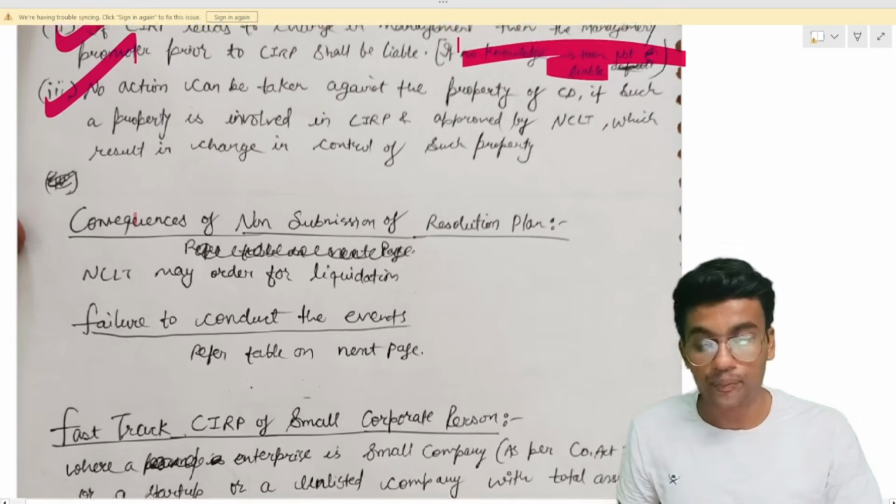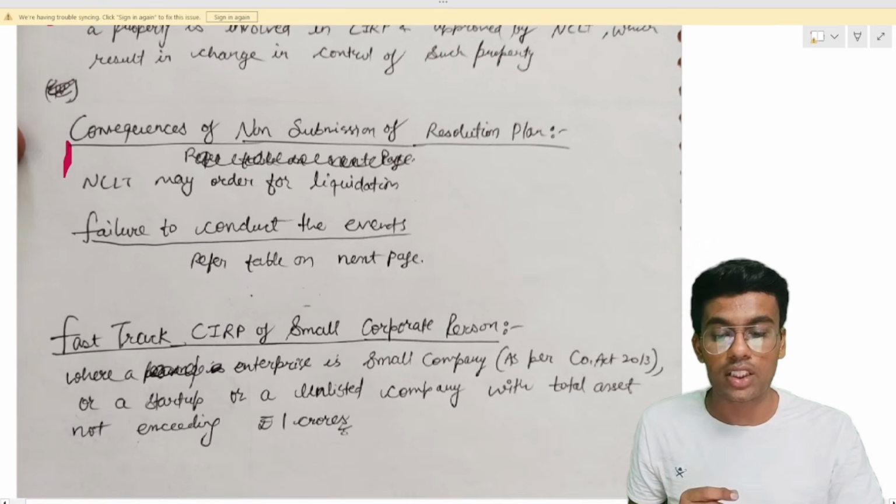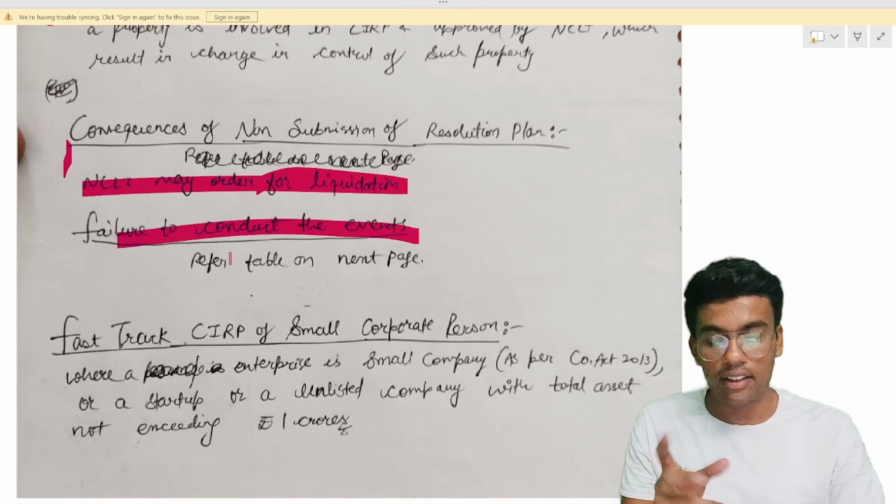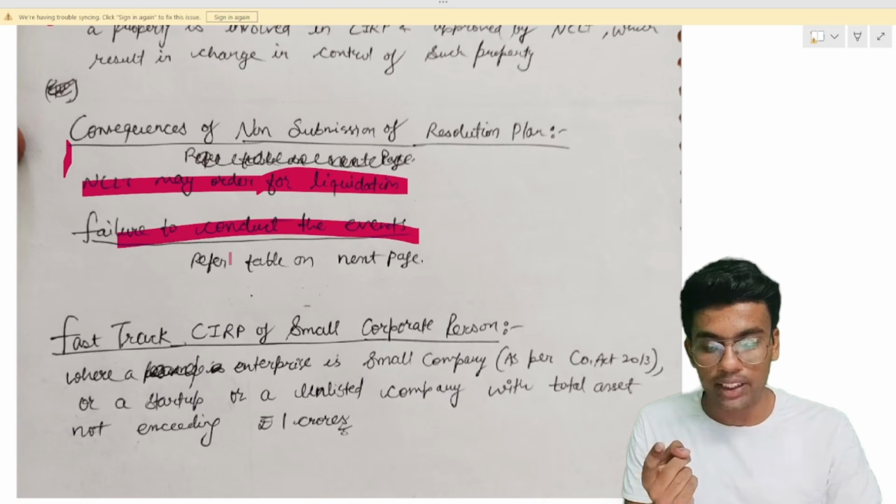Consequences of non-submission of a resolution plan: the NCLT may order for liquidation. Failure to conduct the events: the table is given on the next page. We will come to the table later on.